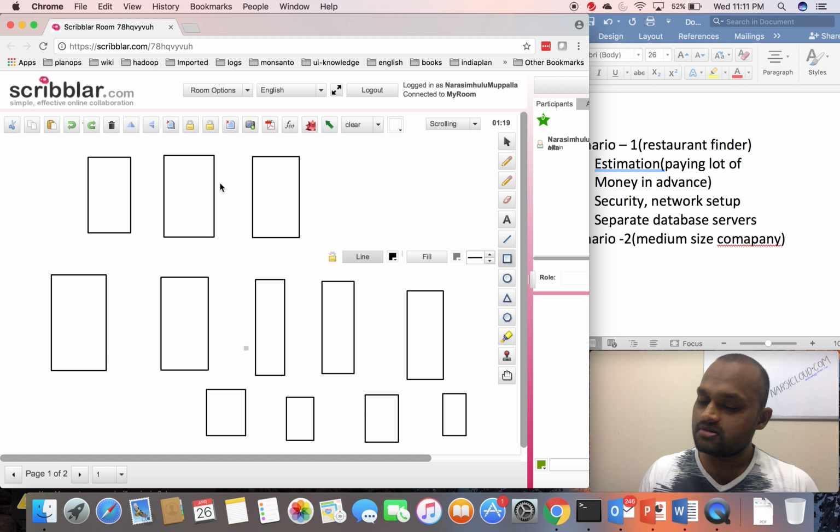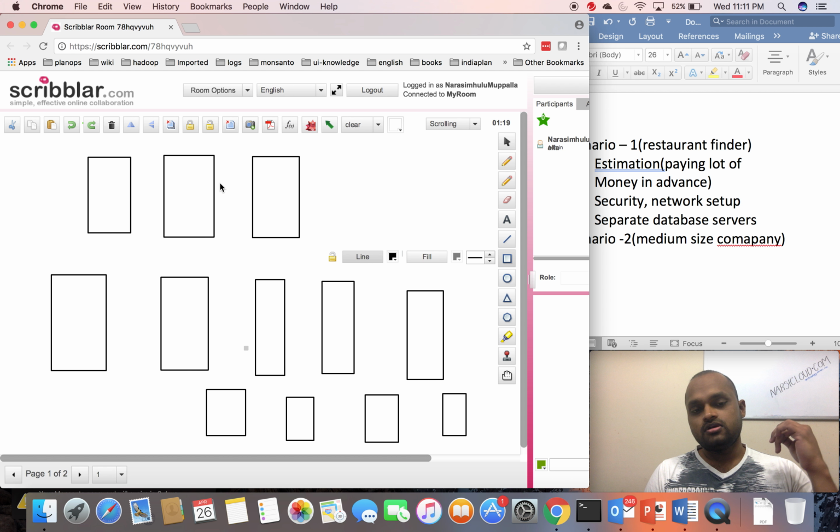So we will summarize the concepts quickly. In today's video, we have gone through a couple of scenarios. The first scenario is developing your own website and deploying it to production. The second scenario is a medium-sized company having their own data center, and when the traffic is increasing day by day, how did they resolve that problem?